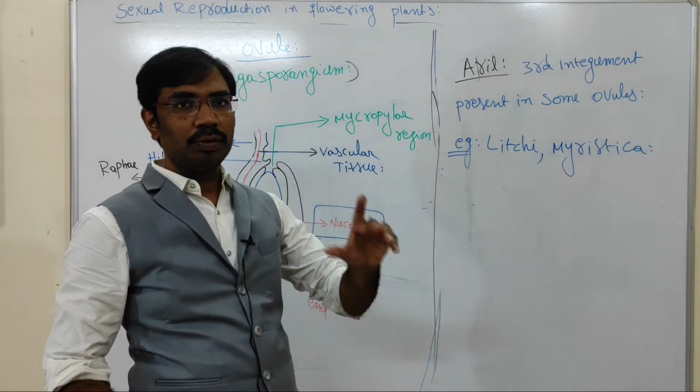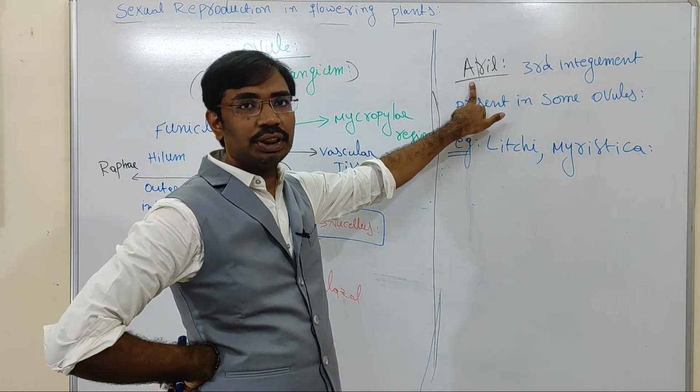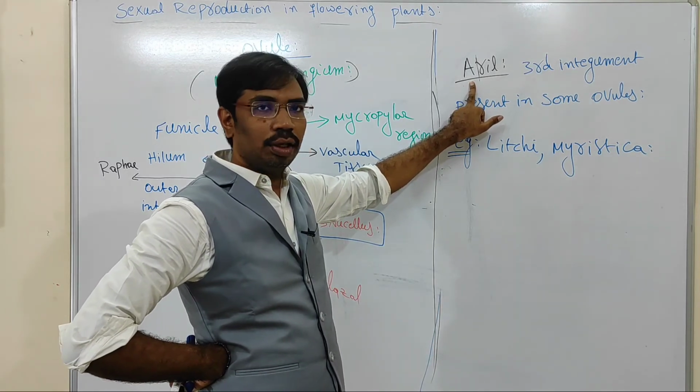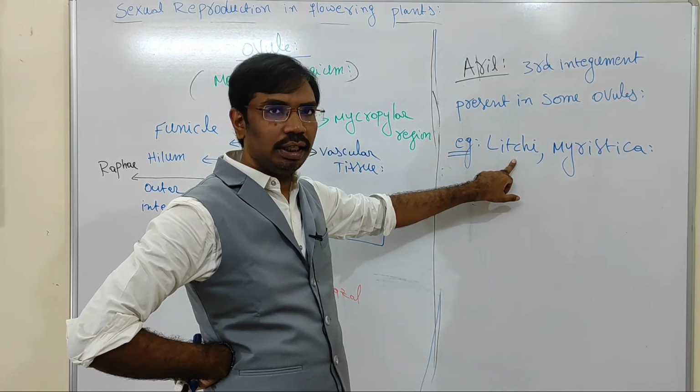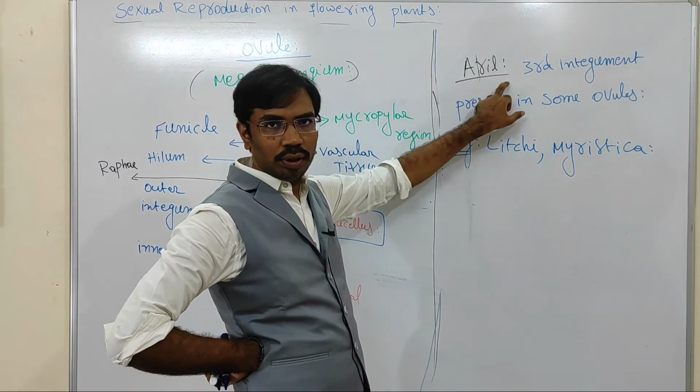This is the special kind of ovule. The special kind of ovule contains a third integument, which is called aril. So the aril, or third integument, is present in lychee and Myristica.